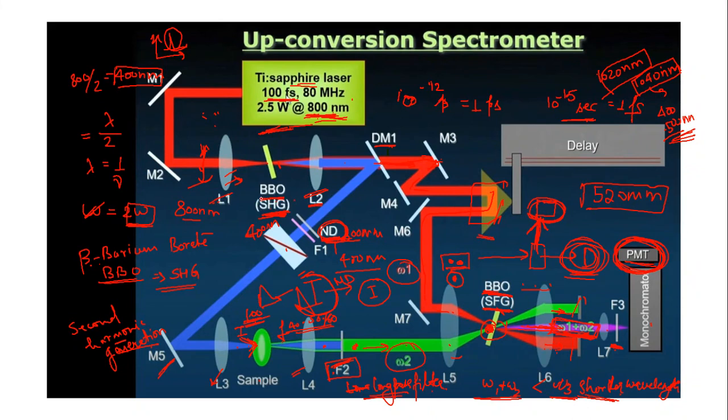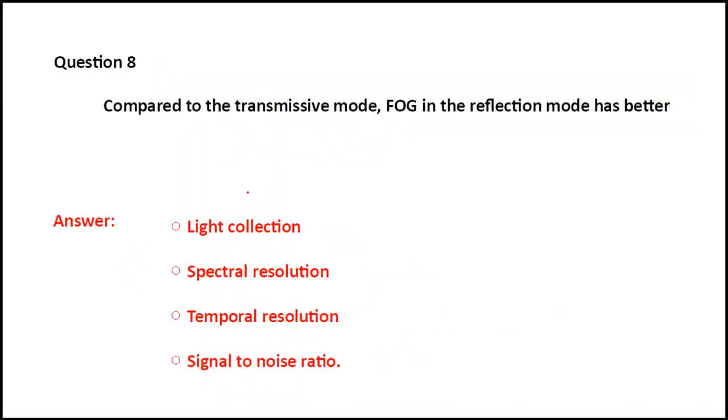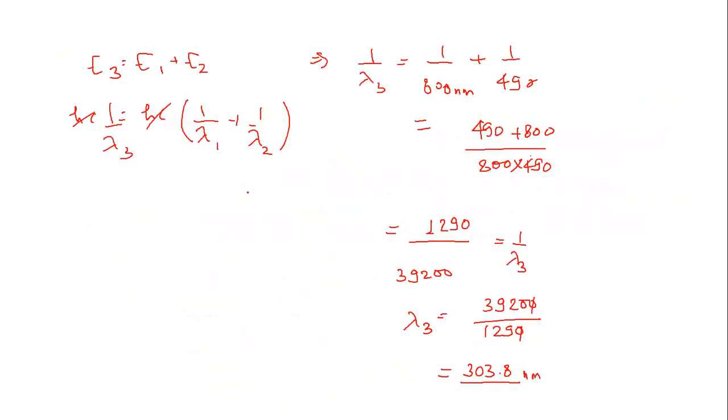This beta barium borate, a second harmonic generation material, converts light of frequency omega to 2 omega. Why? Because it is a second harmonic generation material. How it does that is a different process, but basically, in simple words, you can see it like this. I'll draw a diagram.